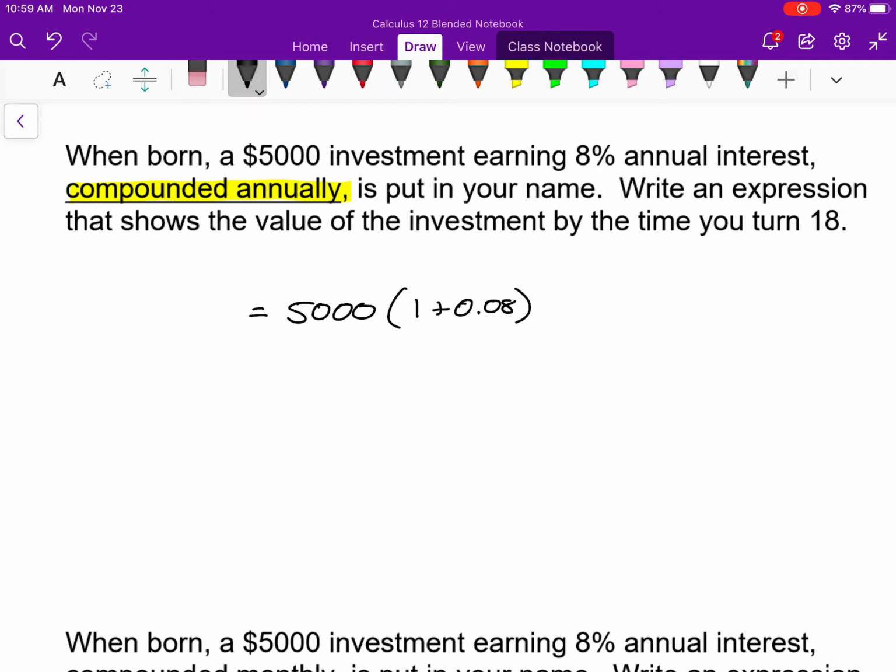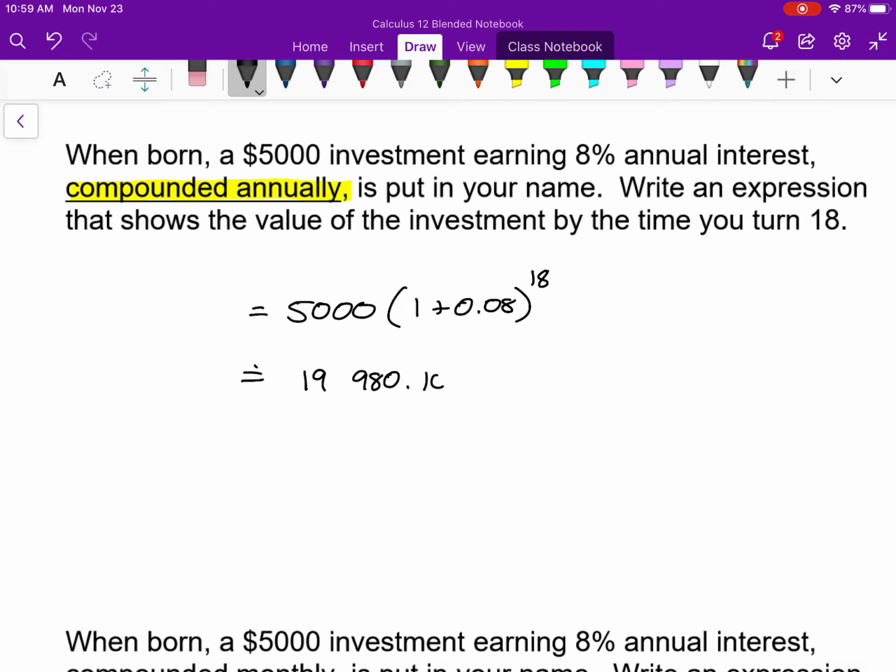And if this is compounded annually, that means literally every single year you get this extra 8%, so it's for 18 times. Now, that's the expression. I'm done the question. That's it. If you go to a calculator, after 18 years, this is worth about $19,980.10 if we round to the nearest cent.